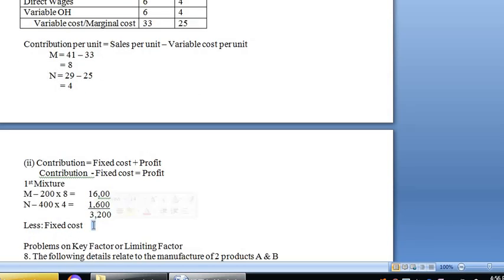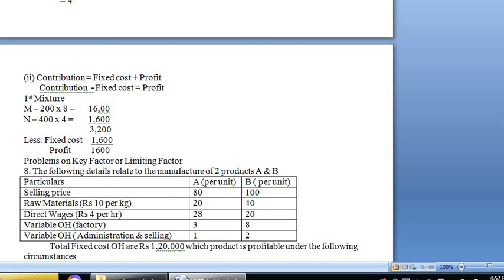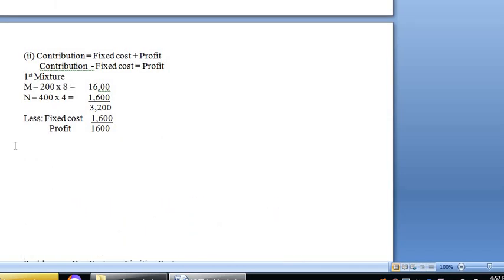Okay, so here 1600. So this is nothing but the profit. Hope everybody is understanding this. Now this we have done for first mixture. Now we need to do it for second mixture.